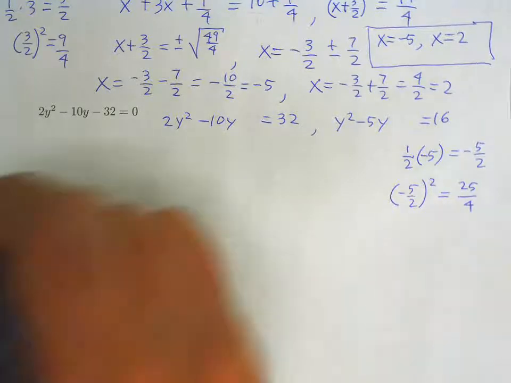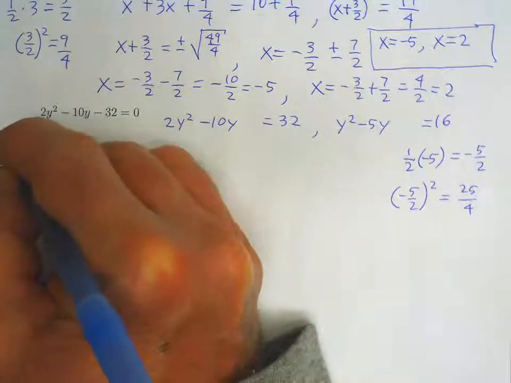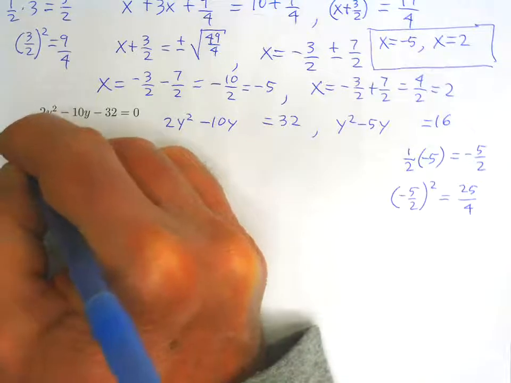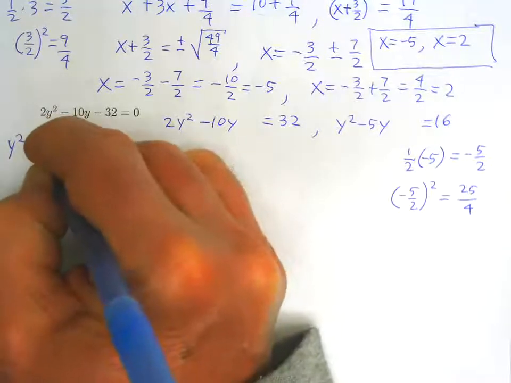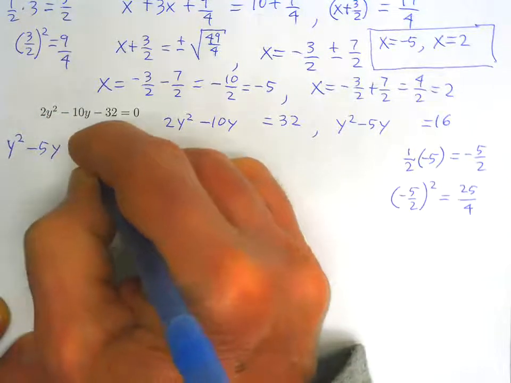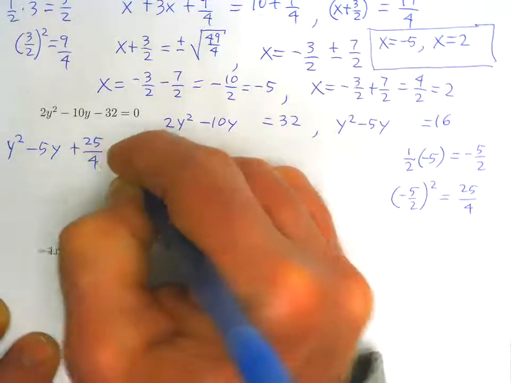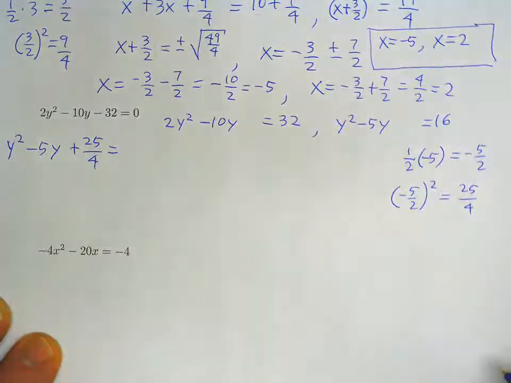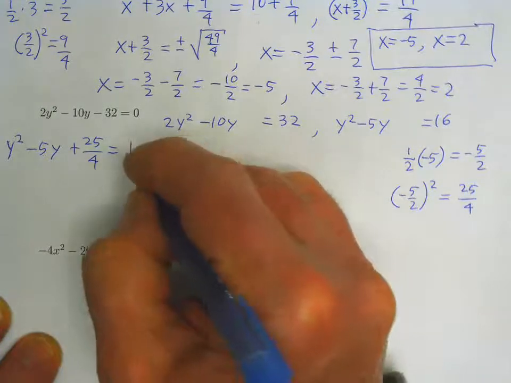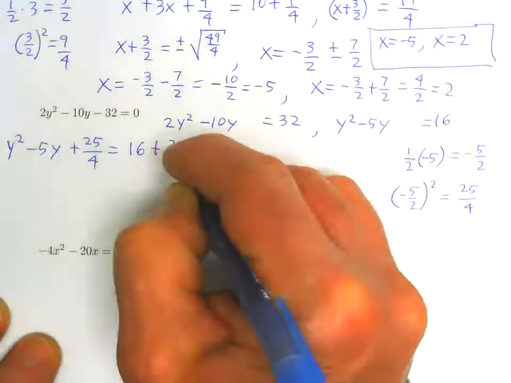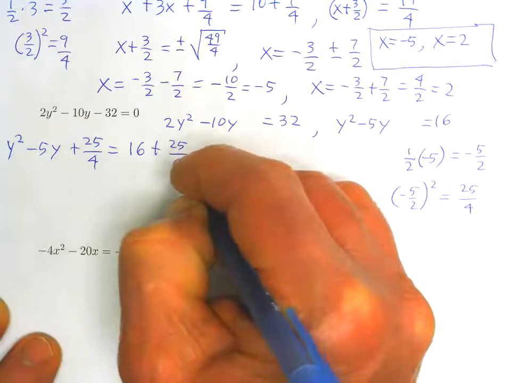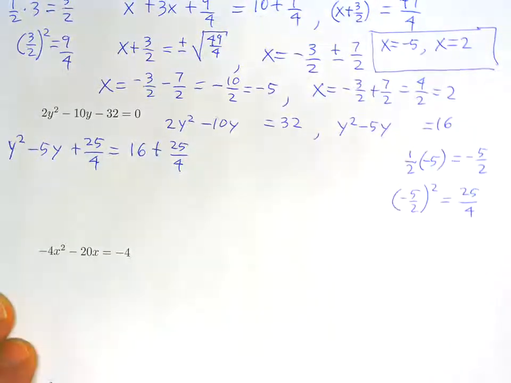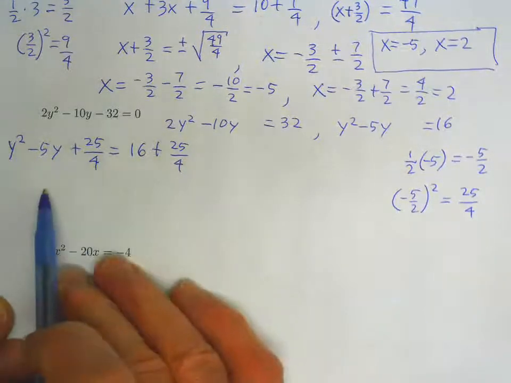On the left-hand side, we have y to the second minus 5y plus 25/4. And on the right-hand side, we have 16 plus 25/4. The left-hand side is a perfect square trinomial.